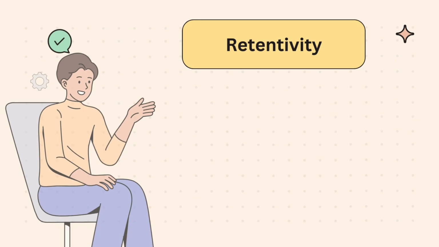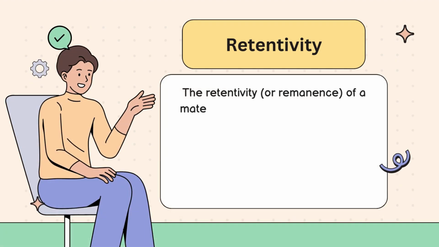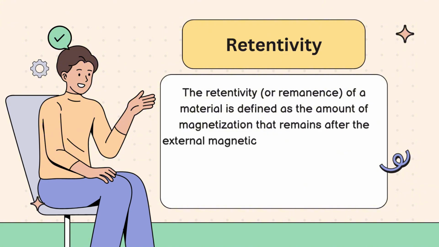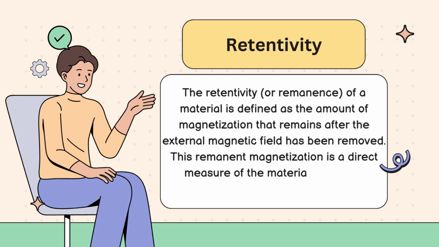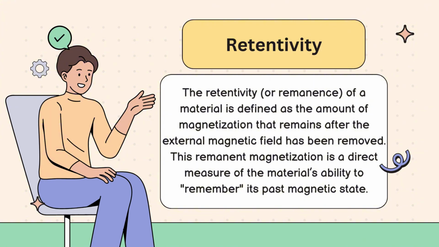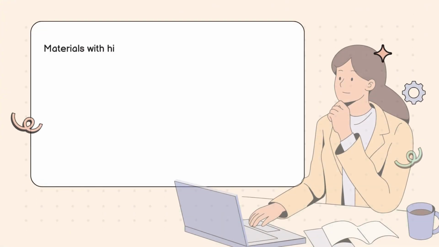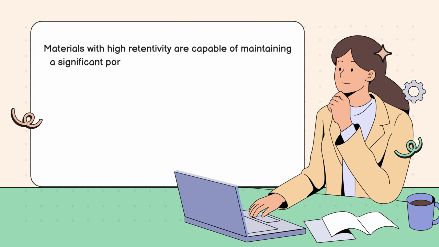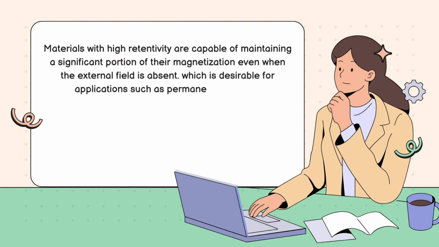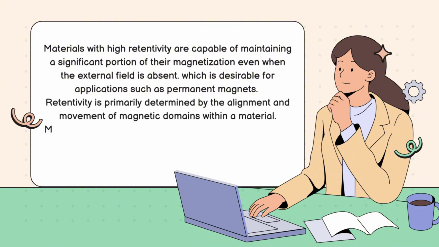The retentivity or remanence of a material is defined as the amount of magnetization that remains after the external magnetic field has been removed. This remanent magnetization is a direct measure of the material's ability to remember its past magnetic state. Materials with high retentivity are capable of maintaining a significant portion of their magnetization even when the external field is absent, which is desirable for applications such as permanent magnets.